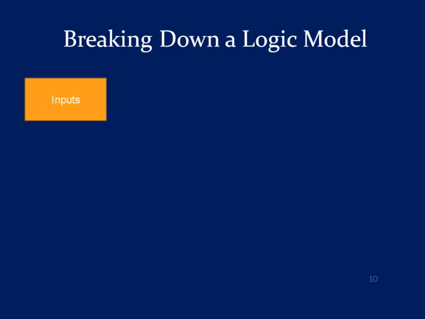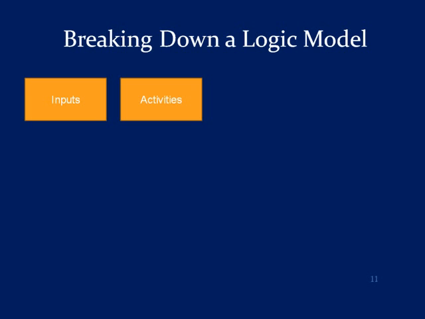So in talking about inputs, these are sometimes called resources or some other similar term, and your inputs are comprised of everything that your program needs in order to help accomplish its goals. So examples of inputs could be your program staff, your funding, or other organizations you're working with. All of these are great examples of inputs that you need to start thinking about when you start your logic model.